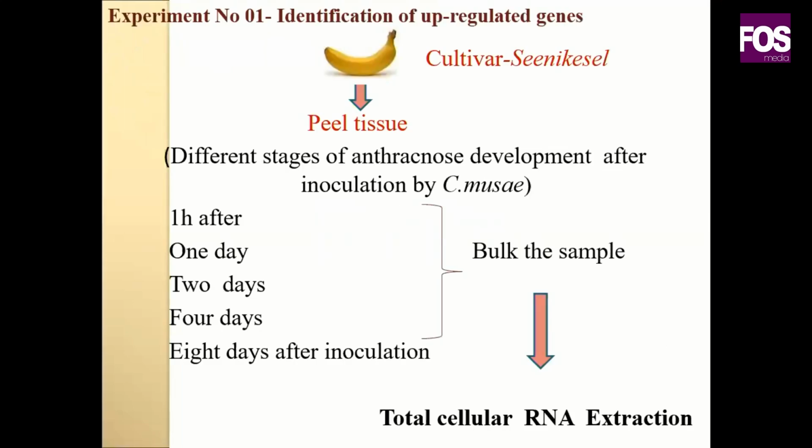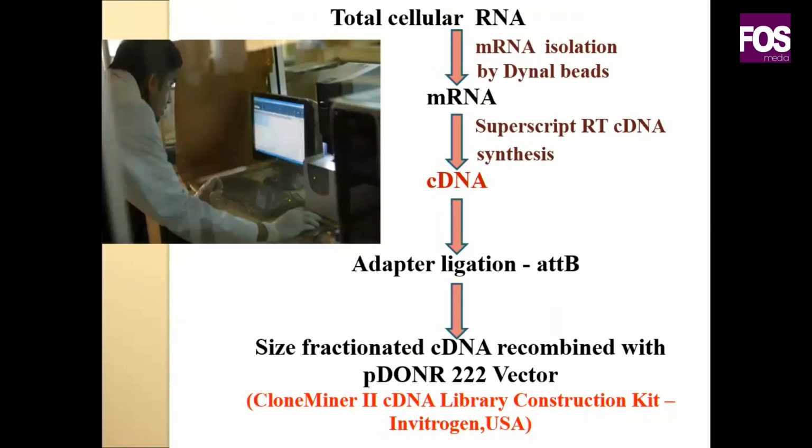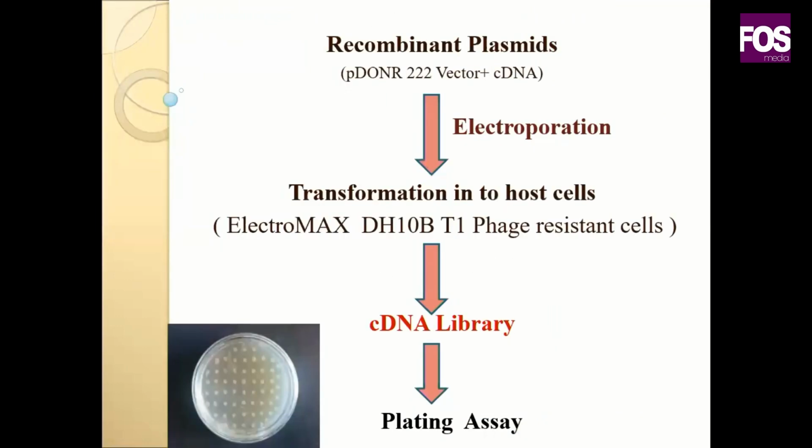We have selected the CNE cultivar, which is resistant against anthracnose. We infected well-grown, fully matured banana with a spore suspension of C. musae and harvested their peel tissues at time intervals, and total RNA was extracted. Then cDNA was constructed and ligated to the vector and transformed into electrically competent cells through electroporation to develop the cDNA library. Here you can see the cDNA library.